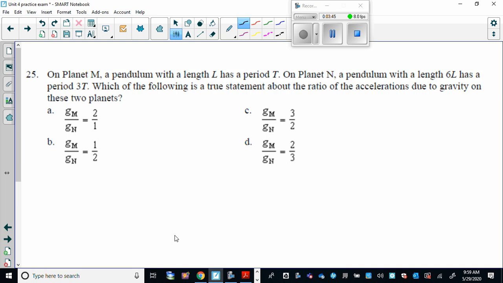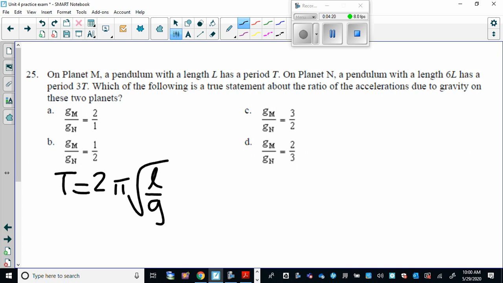Planet M has a pendulum of length L and has a period of T. Okay, so we're dealing with the periods of pendulums. And the formula for the period of a pendulum is this one, 2 pi times the square root of L over g. It's on your formula sheet. Which of the following is true? Okay, so on M, we have a length of L and a period of T. On N, we have a pendulum that has 6L and 3T. Which of the following is true for the ratio of the acceleration due to gravity?